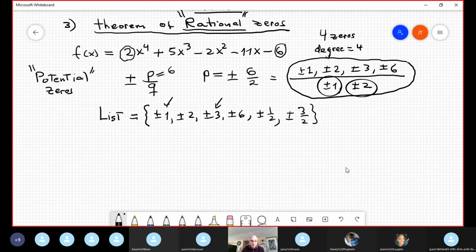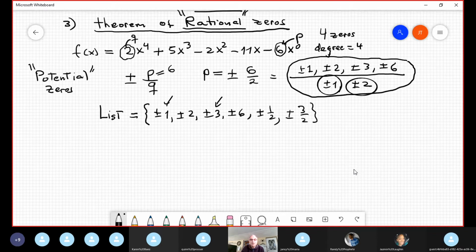Okay, let me try. Do you understand where this list comes from? P divided by Q. P is this guy, always, when you have x to the 0 power. And Q is this guy, when you have the higher exponent, the degree. P divided by Q: break down P in different divisors, and Q in different divisors, and you form the combination, and you get that. Okay, so I start synthetic division.